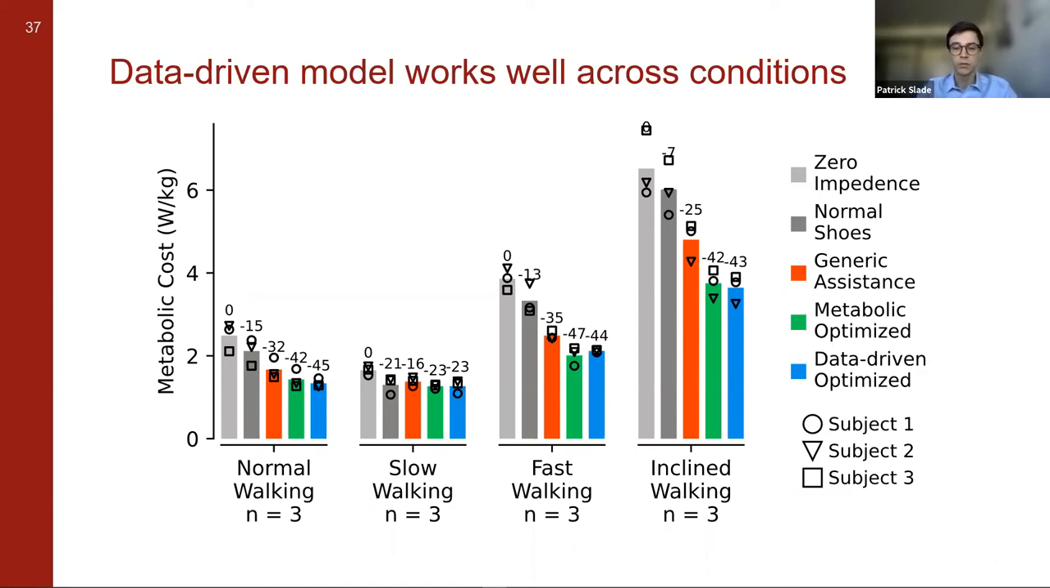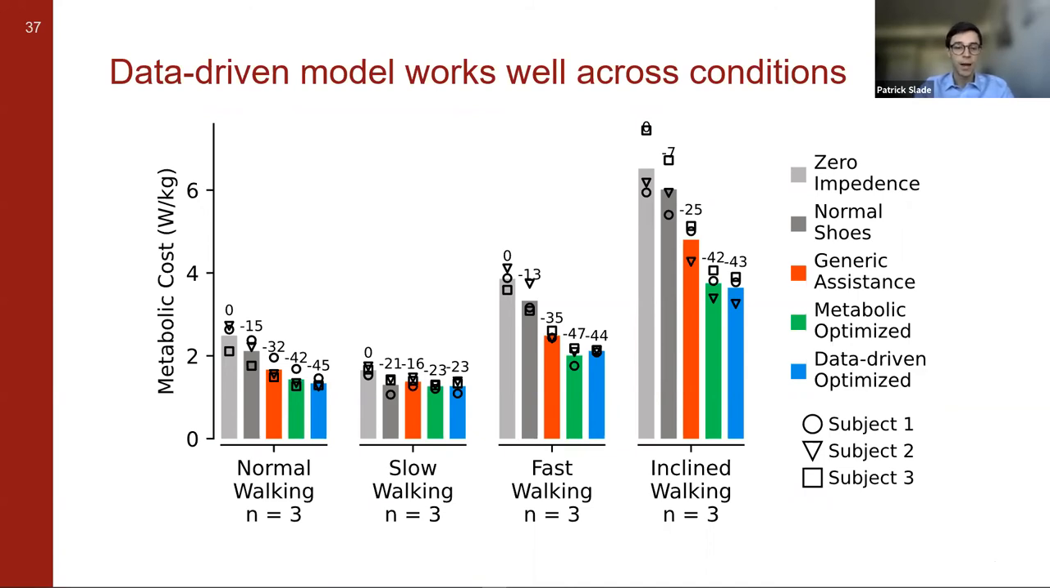It's also nice that we can use the same model to optimize many different conditions. Like we talked about before, we needed training data to be able to create this model. And it would be quite annoying if we had to collect data for each of these different conditions. So it's great that the same model performs well across a bunch of different modes of walking.